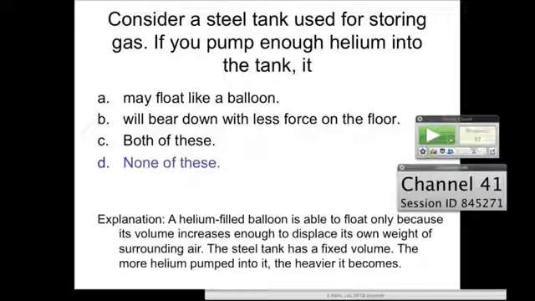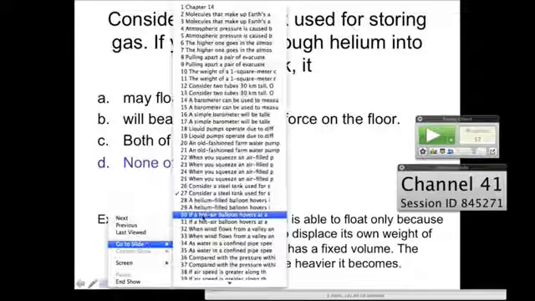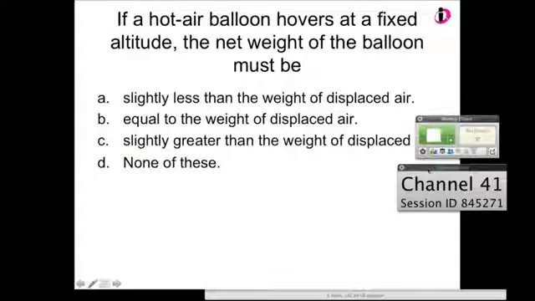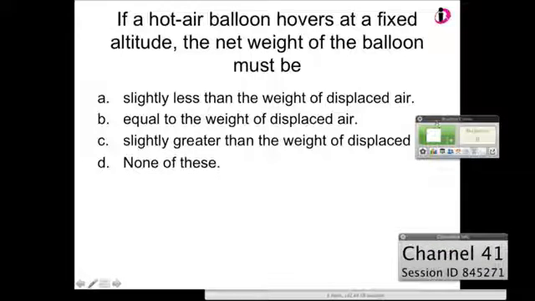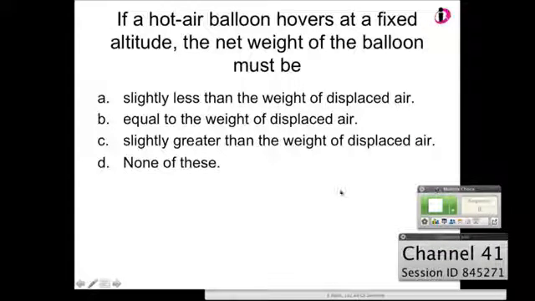Cool. One more. So you've got a hot air balloon just hovering in the atmosphere. You know there are two forces: weight and the buoyant force. Are those equal, or is one bigger or smaller than the other?